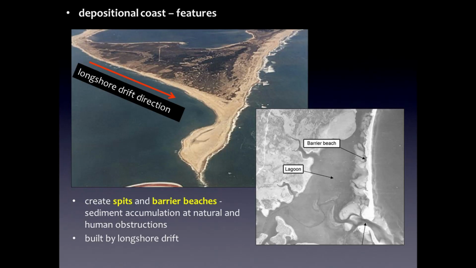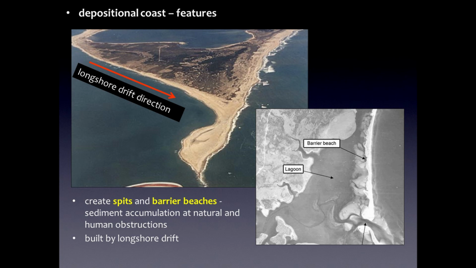Other features of depositional coastlines are things called either a spit or a barrier beach, and they're both slightly different in what they are, but they form in very similar ways. So these are accumulations of sediment that is usually transported down along a beach by longshore drift. Here we can actually see the longshore drift direction in the picture on the left-hand side.